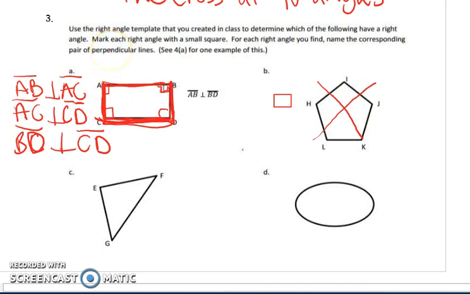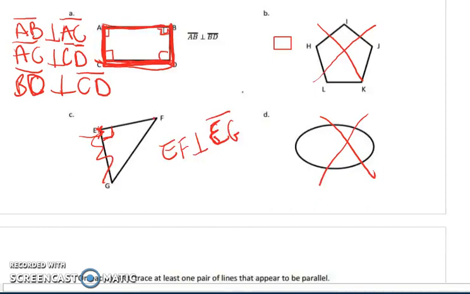If I look at this triangle, I can see that if I extend over and down, I would make a 90-degree angle. Or if I put a piece of paper in the corner, I would see I have one right angle. So I want to label it as line segment EF is perpendicular to line segment EG. Okay? There are no right angles here, no perpendicular lines.